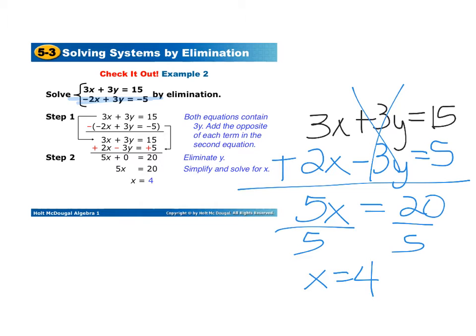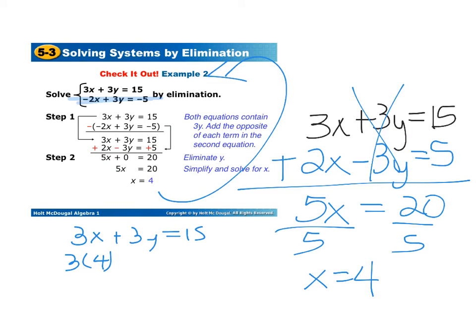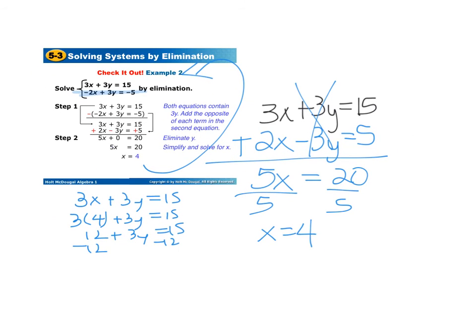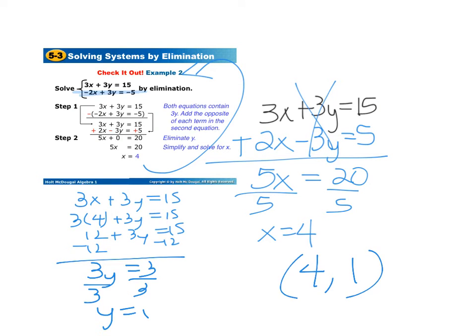Take that x equals 4, plug it back in to get y. Doesn't matter which. I'll take the first one, 3x plus 3y equals 15. 3 times 4 plus 3y equals 15. 12 plus 3y equals 15. Minus 12. 3y equals 3. Divide by 3. Y equals 1. Order pair 4, 1. And that's what they did on the slide.